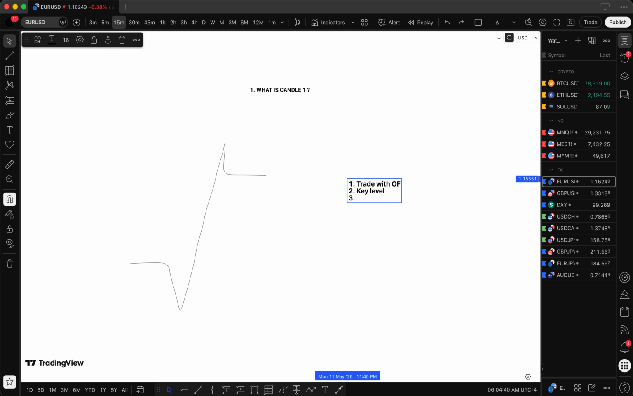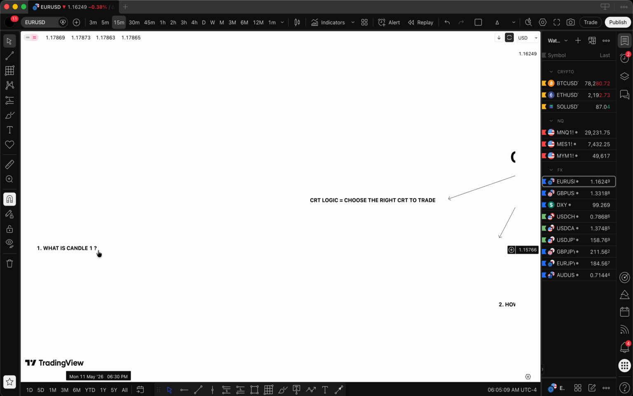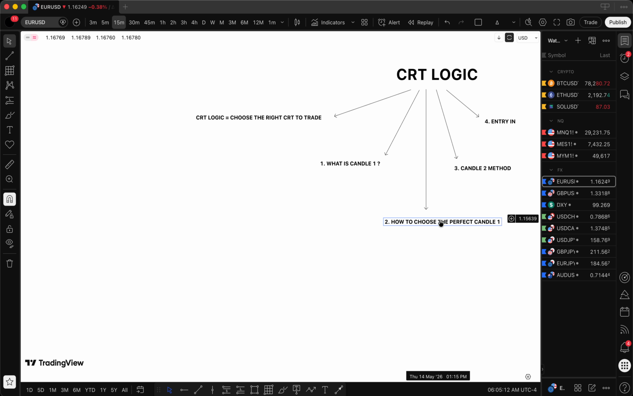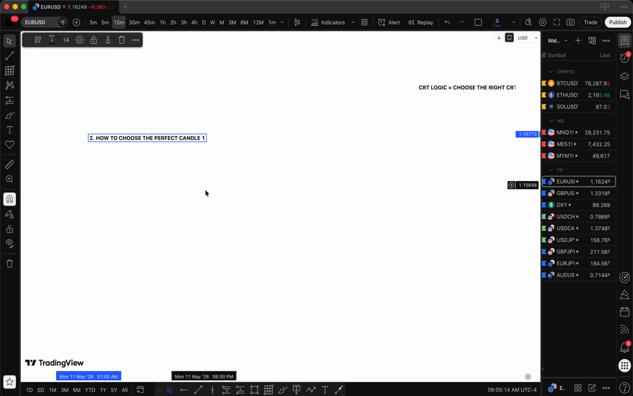After the key level, you need a candle 1 to form. And with that candle 1, you need to understand how to know if it is already formed and how you can use it to your advantage as a target and a stop loss for candle 2. Going through it, candle 1 is your range. That's it. You use it with order flow, you use it with key levels, and you don't pattern trade it. That's it.